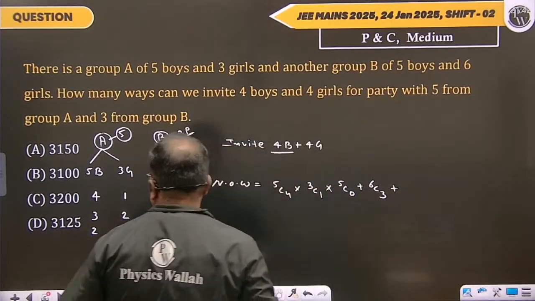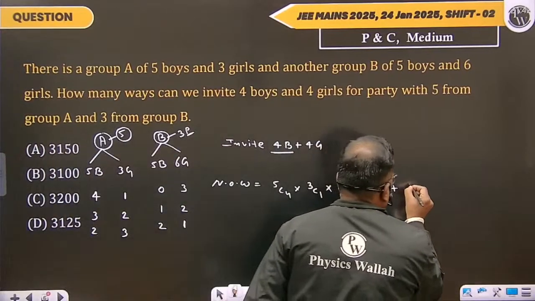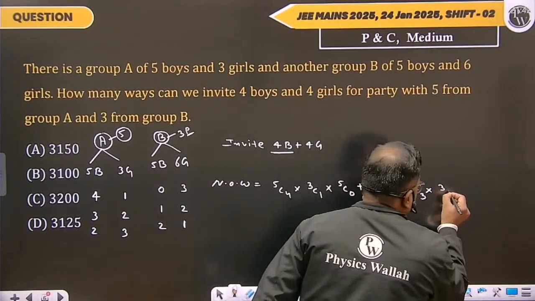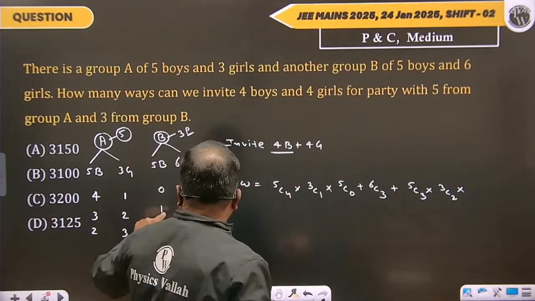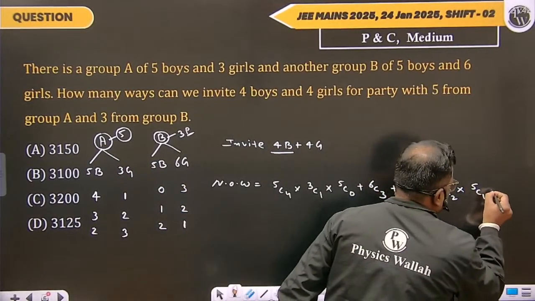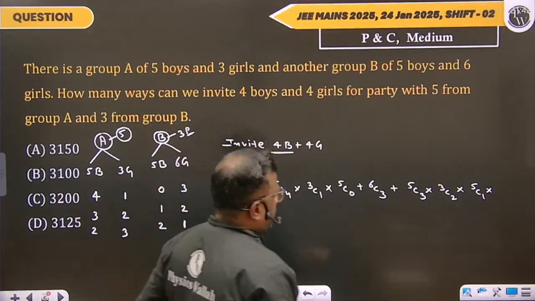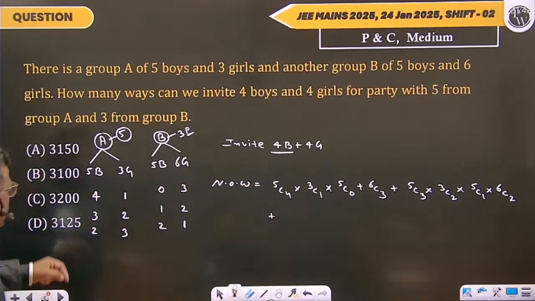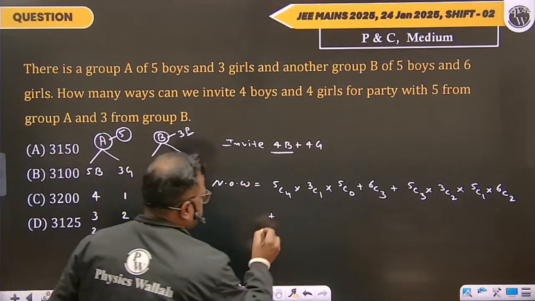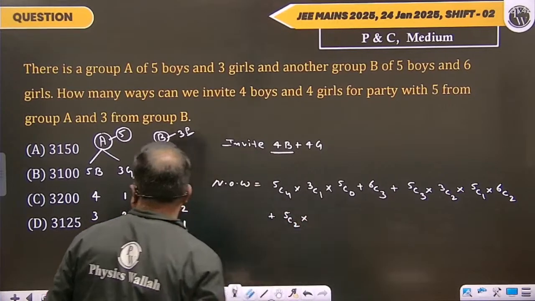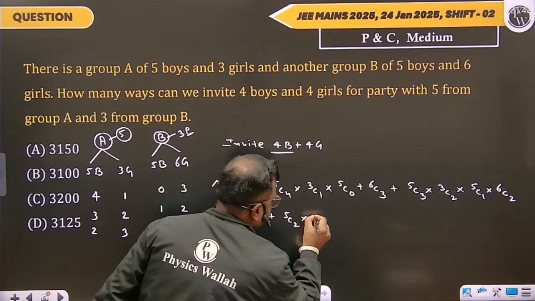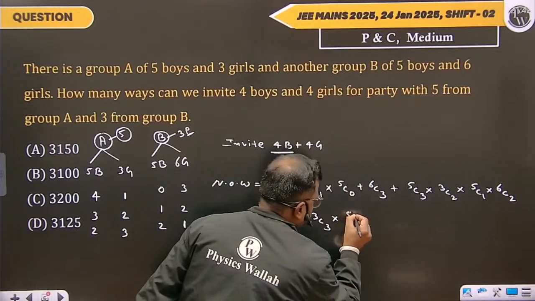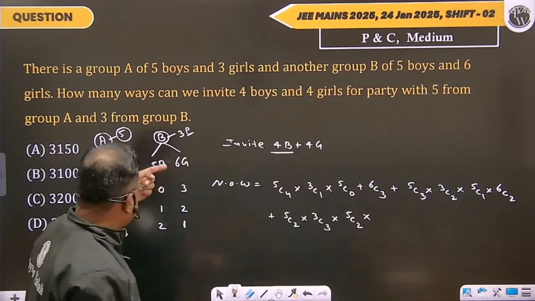Or second case: 5C3 times 3C2, multiply by 5C1, times 6C2, plus third case: 5C2, multiply by 3C3, multiply by 5C2, multiply by 6C1.